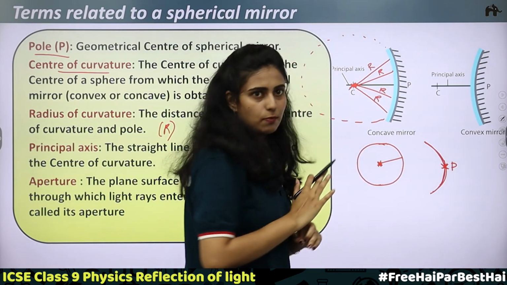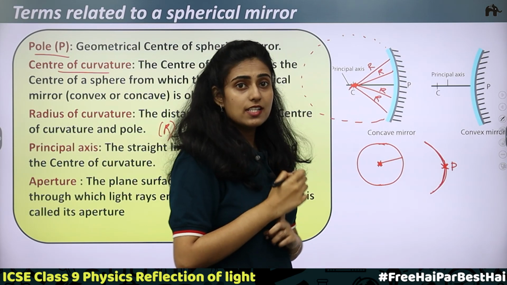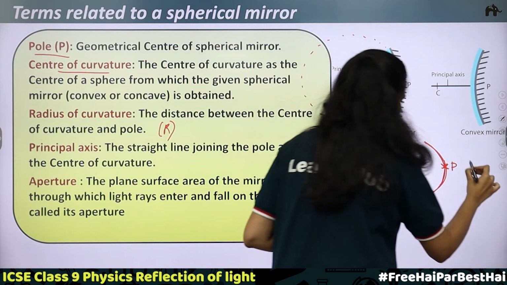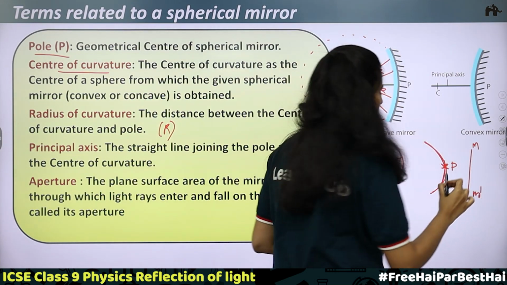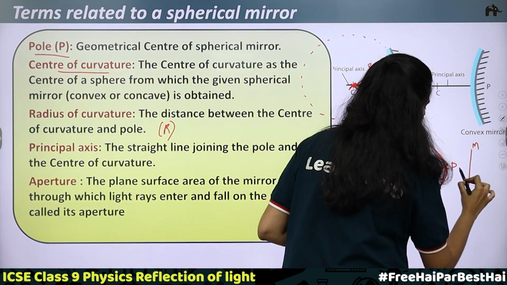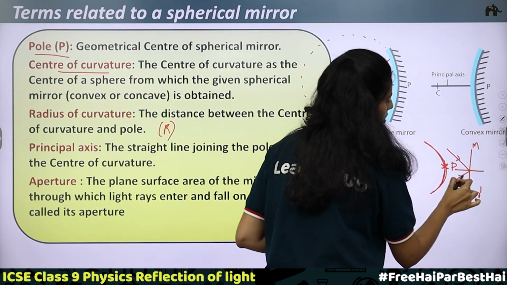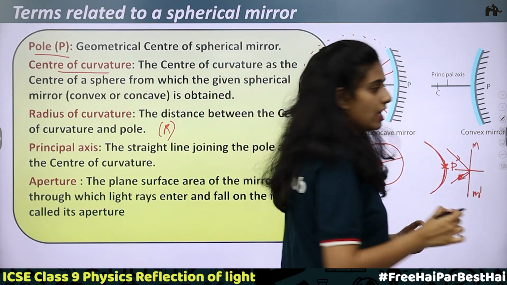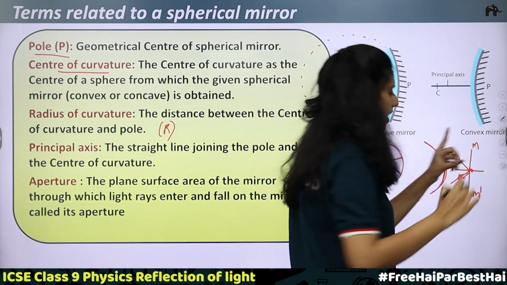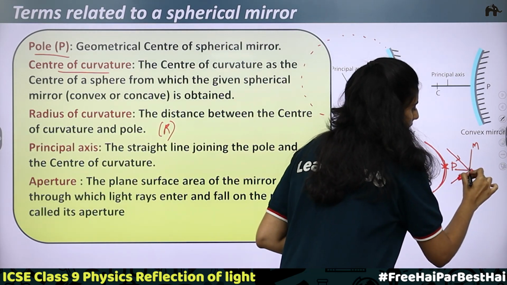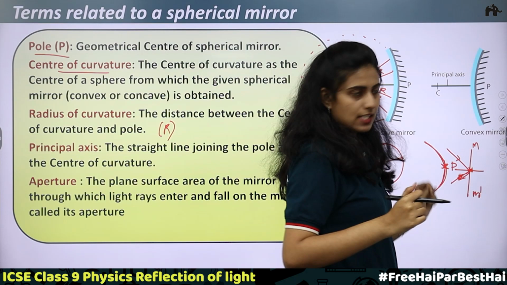We know what a normal is. For a plane mirror, we know how to draw the normal. So what is a normal? A plane mirror is normally represented like this, M dash. Here you will have an incident ray, and there will be a normal. This is your incident ray, this is the reflected ray, and this is the point of incidence. A normal is a line which is perpendicular to the mirror and passes through the point of incidence. We know this.